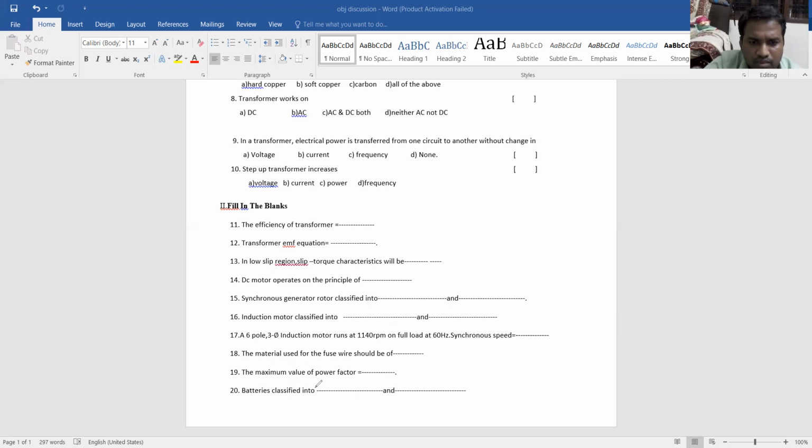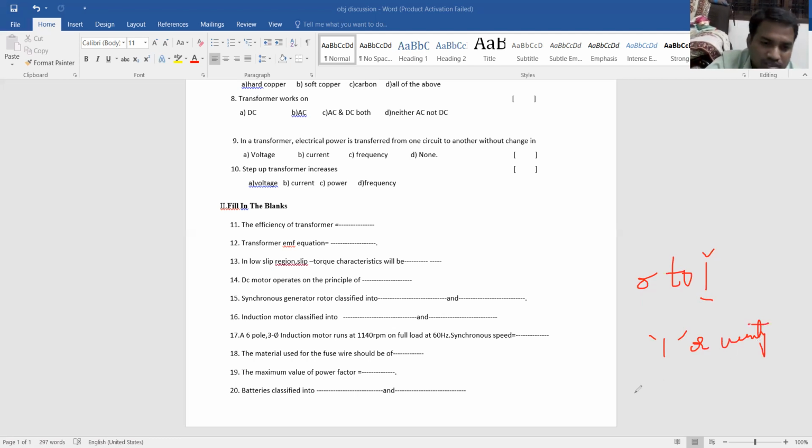Next one is what? The maximum value of power factor. We know that power factor is the cosine of the angle between voltage and current. So he's asking the value, the magnitude. Power factor lies between 0 and 1. For a pure resistor, it is 1. So the maximum value is what? You have to write 1 or unity. Any one you can write, either 1 or unity power factor. That is the maximum value.